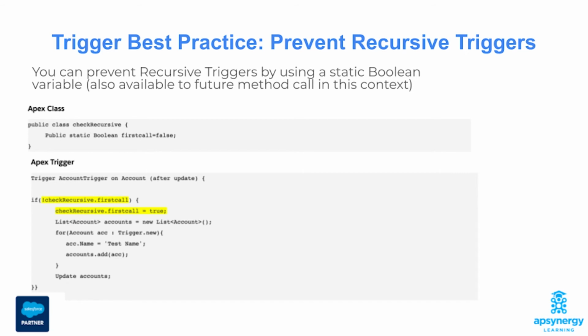For example, you can create a class with a static Boolean variable to avoid a recursive trigger. Let's say for some reason you want to update the account name each time the account gets updated. Now, if recursion is not handled, you may encounter this error: maximum trigger depth exceeded. To avoid recursion on a trigger, make sure your trigger is getting executed only one time. You can use a static Boolean variable in an Apex class and check the variable in the Apex trigger. If it is true, then execute your logic and then make it false so that the trigger cannot execute again.